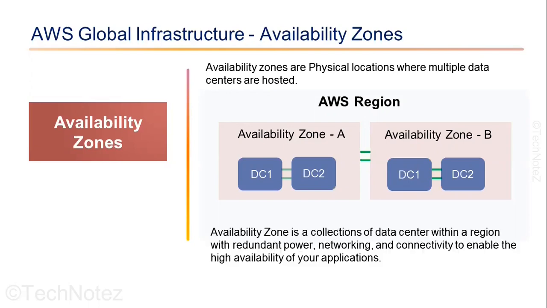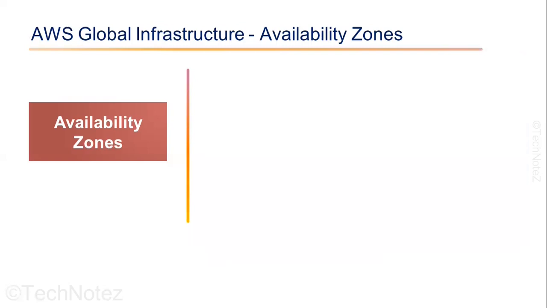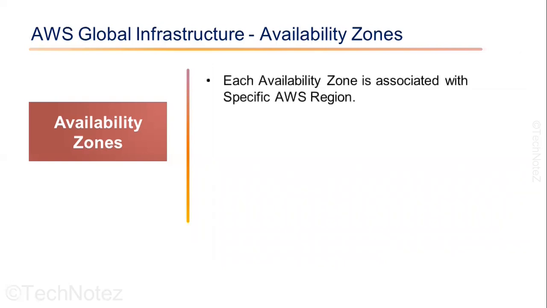In simple terms, an availability zone is a collection of data centers within a region with redundant power, network, and connectivity to enable the high availability of your applications. Meaning, if one data center within a region goes down, the users will still be able to access their application via another data center in the availability zone.